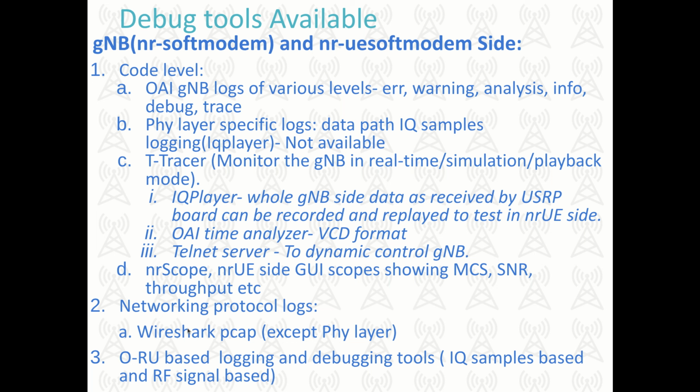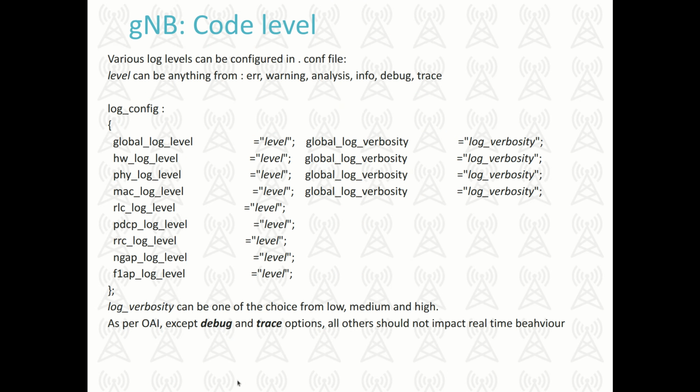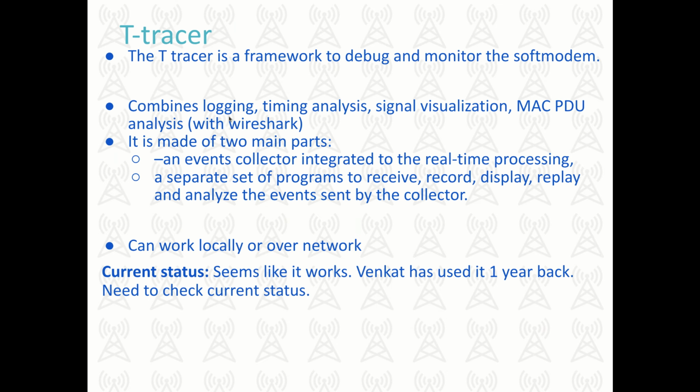So all this network protocol logging, Wireshark, PCAP, and all that can be looked at. You can generate wireless PCAP for the F1 split or the communication between the core network and the RAN. All that you can see. Of course, you cannot see the same for the file layer. So this is just to show the different levels of logging you can put in the configuration file. Yeah, different debug tools are there.